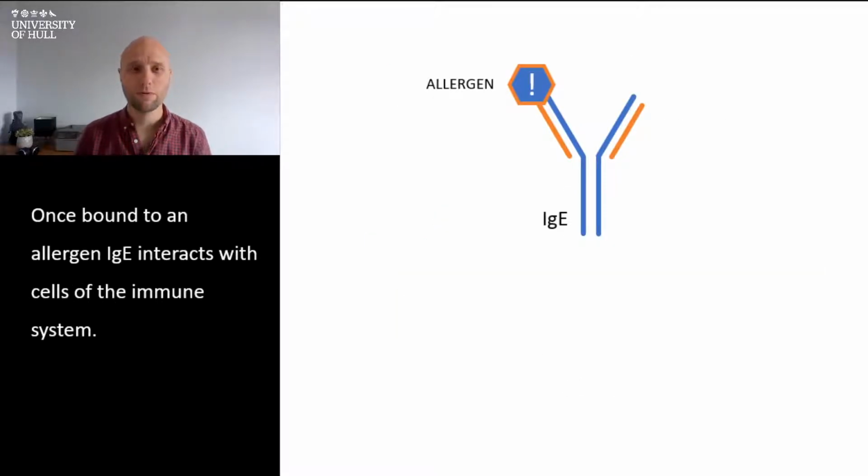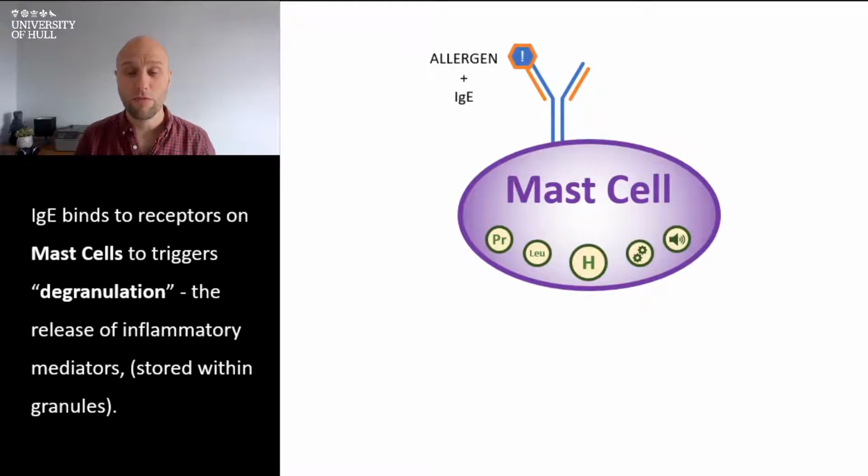So what happens once we have one of these immunoglobulin Es binding with an allergen? They then go on to bind with a type of immune cell called a mast cell. Mast cells are full of small collections called granules, which are full of mediators, and these mediators help direct and signal and bring about the various physiological changes that we would recognize as an immune, or in this case, an allergic response.